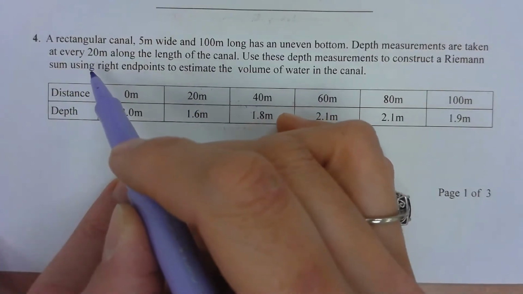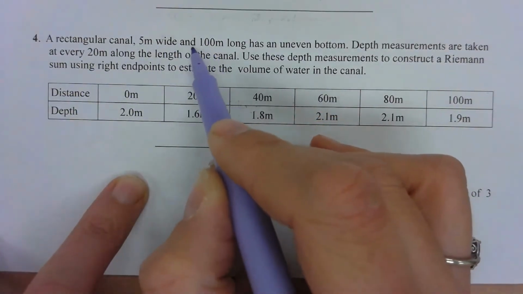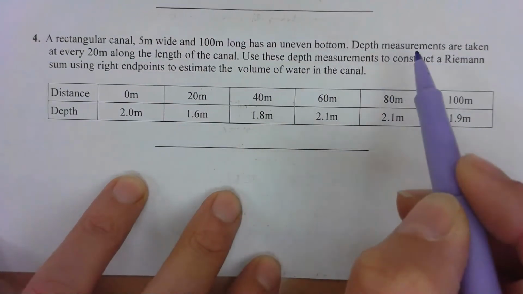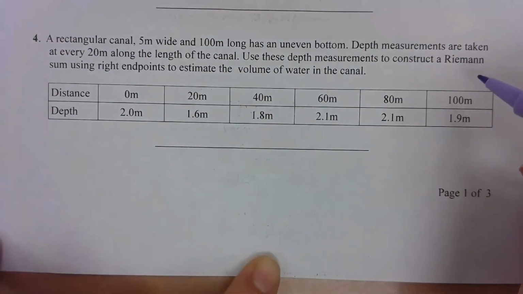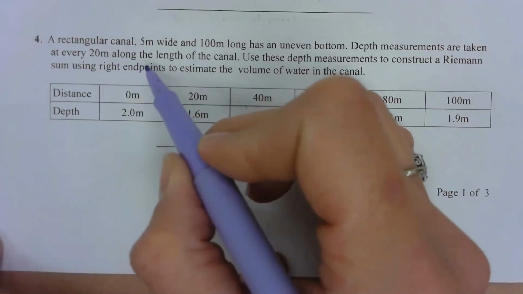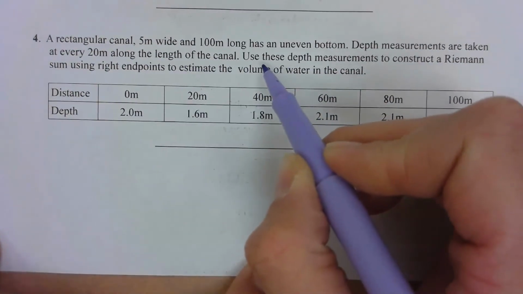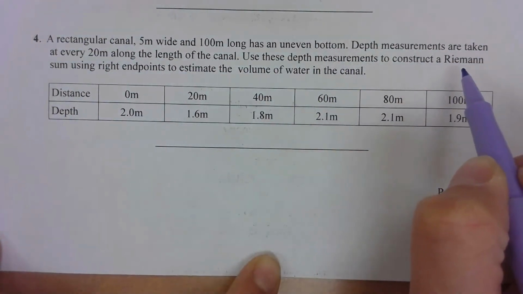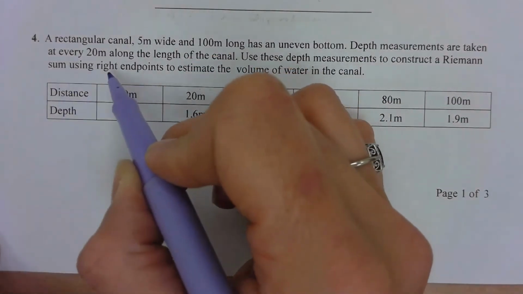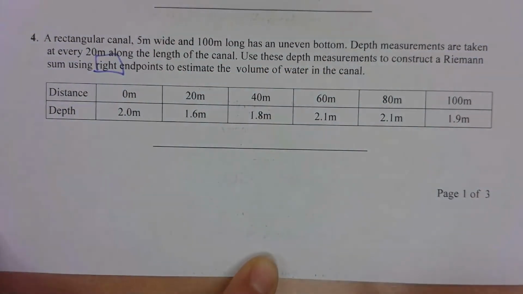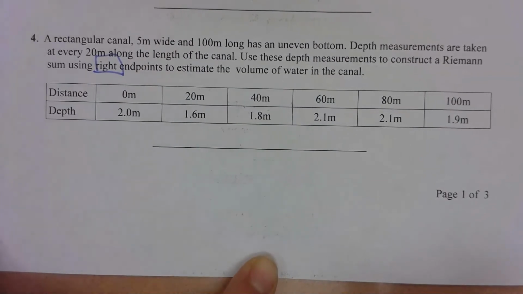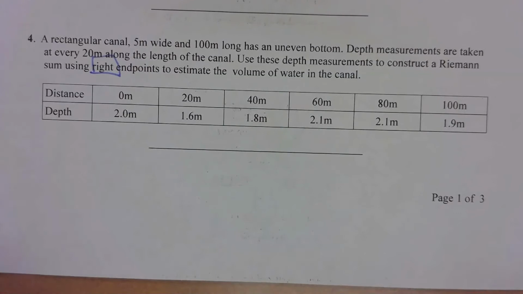A rectangular canal 5 meters wide and 100 meters long has an uneven bottom. Depth measurements are taken every 20 meters along the length of the canal. Use these 4 depth measurements to construct a Riemann sum using right endpoints to estimate the volume of the water in the canal.